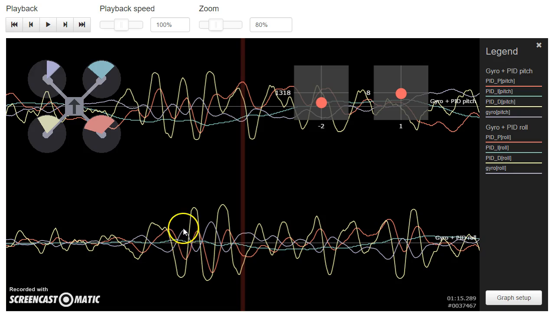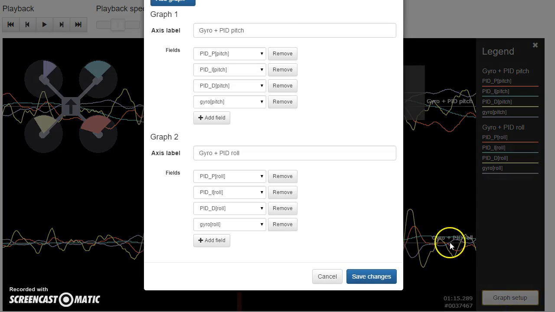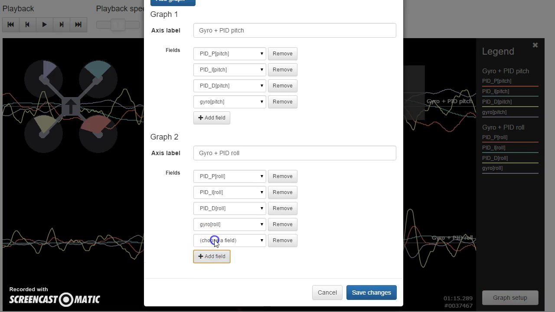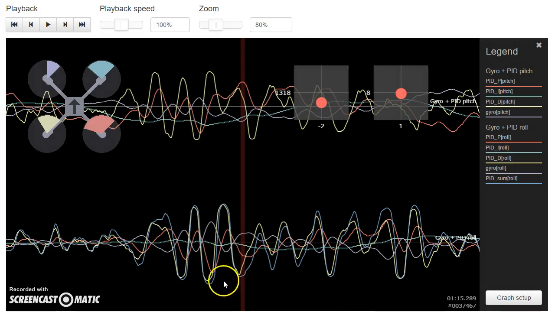What's happening there, by the way? How is that happening? The answer is the D term is messing it up, right? The D term is throwing it off, is my guess. That's what I think I'm seeing here. If we were to look at PID sum, yeah. Well, I don't know. I don't know.